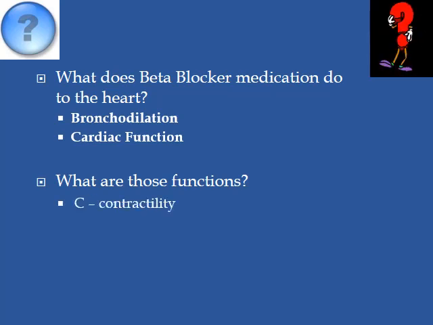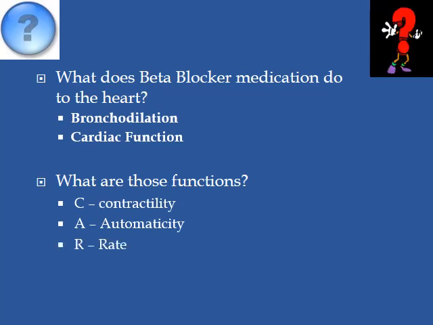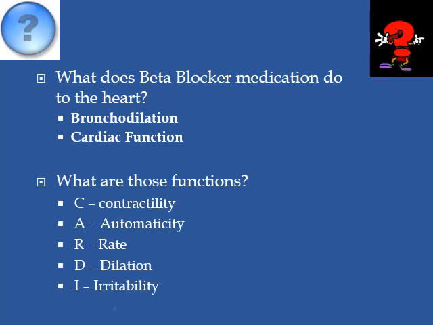C, contractility or inotropic. I know, squeeze my heart. A is automaticity or dromotropic and electrical conductivity. R is rate or chronotropic, with that chronograph. D is bronchial dilation to suck in more oxygen. Get that oxygen bolus going. And then when we're working hard, we get irritable and we require more oxygen. So remember that keyword CARDIO for your beta properties.